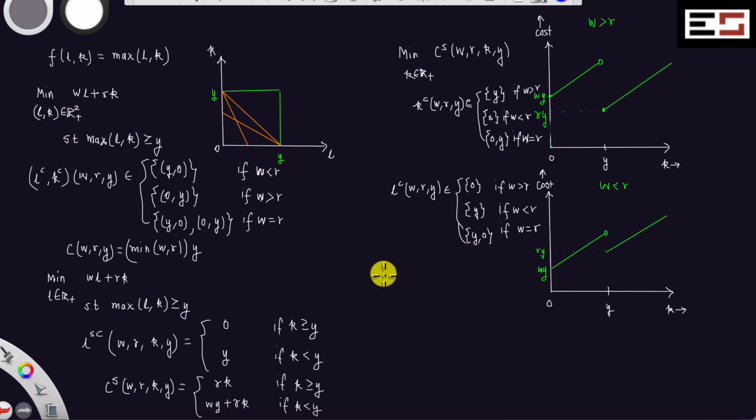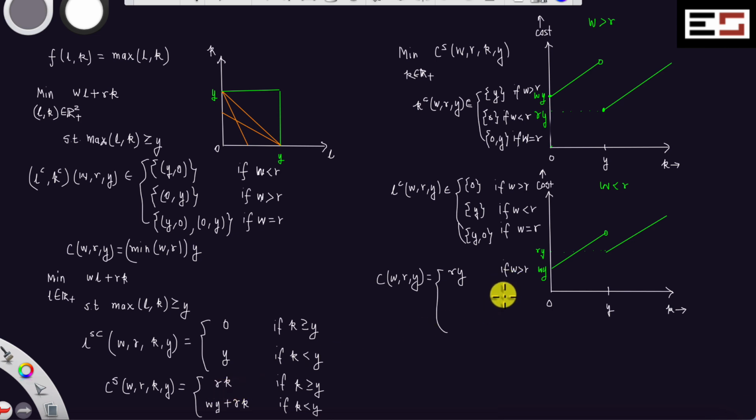And now we can substitute this into the short-run cost function and see what we are going to obtain, and hopefully we'll obtain the long-run cost function. Okay, so let's consider case by case. If w is greater than r, then the capital is y. So capital is y, that means this case applies, and the cost is r times y, because capital is y, right?